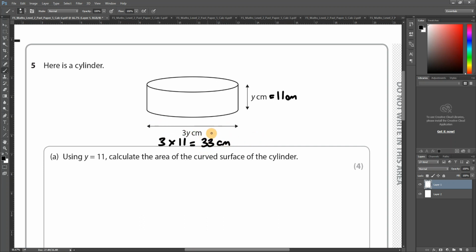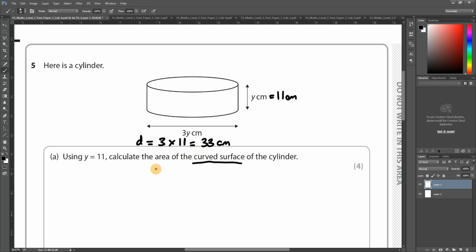That's the first step, just replacing the y. Yeah, so y is gone. We have 11 for the height of the cylinder, 33 for the diameter. Let me just make a note of that. That's the diameter. Okay. Next, where is this curved surface of the cylinder?